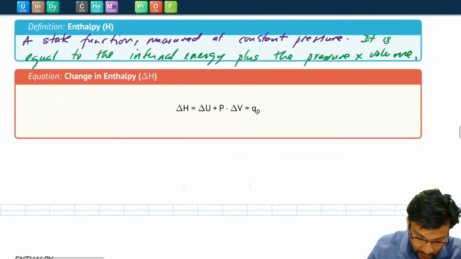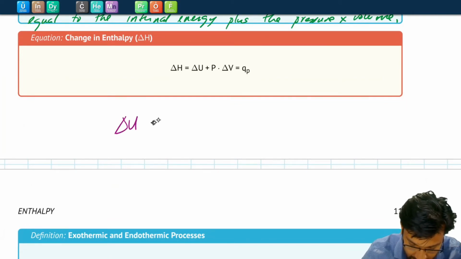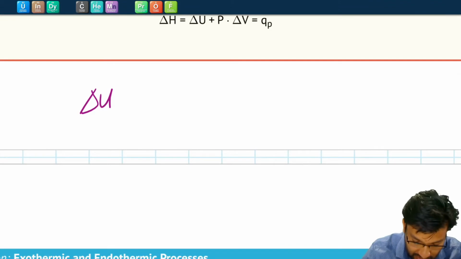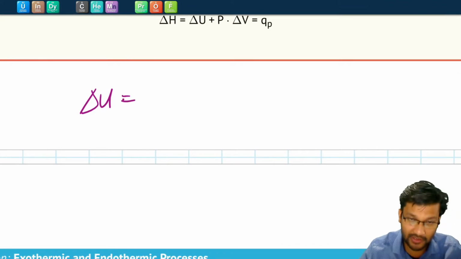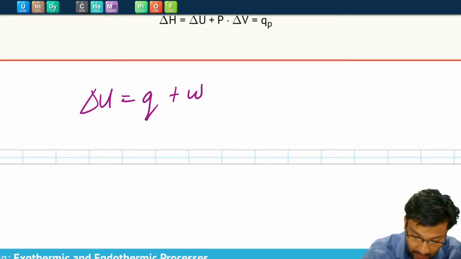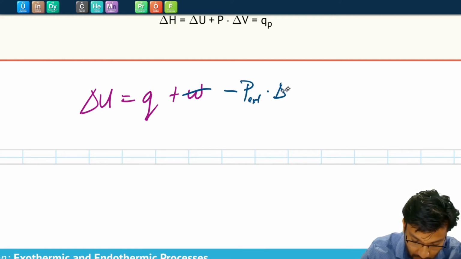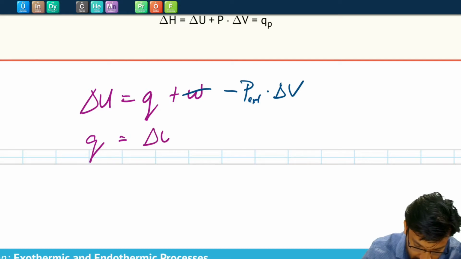How do we get it? Well, let's think back to our internal energy equation from earlier. We talked about how the change in internal energy is always going to come from the heat plus the work. But we talked about how work is going to be equal to negative the external pressure times a change in volume. So if we solve this equation for Q, then we will get Q is equal to the change in internal energy plus the pressure times the change in volume.